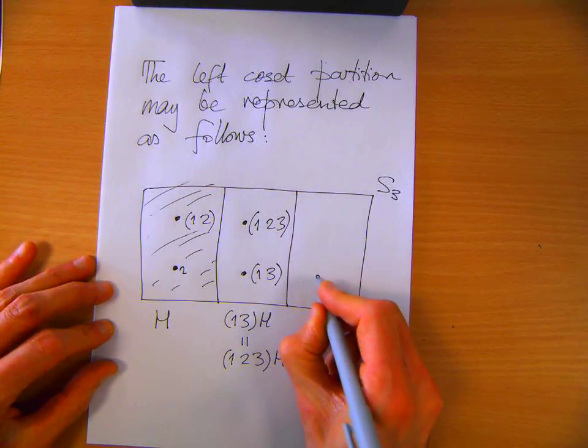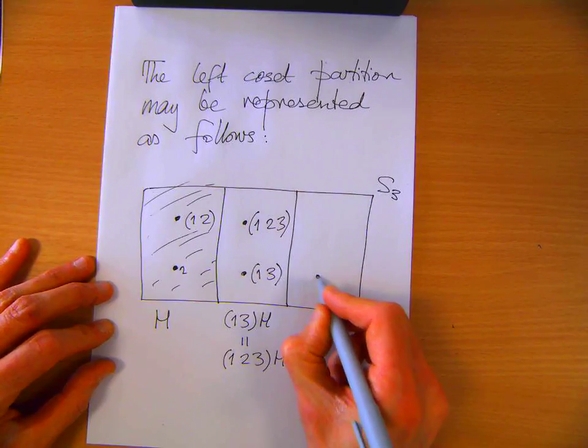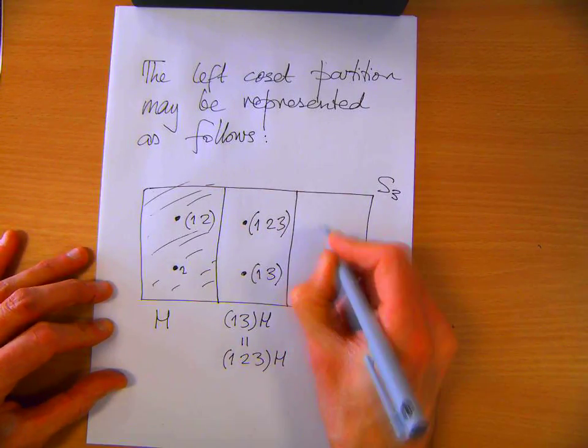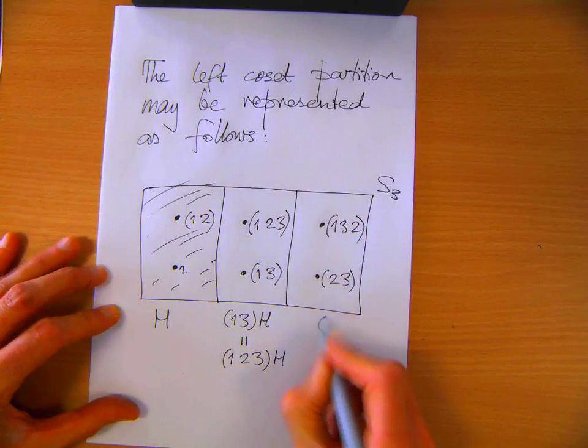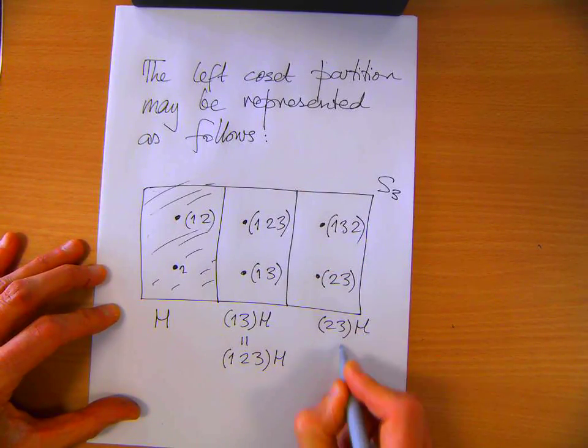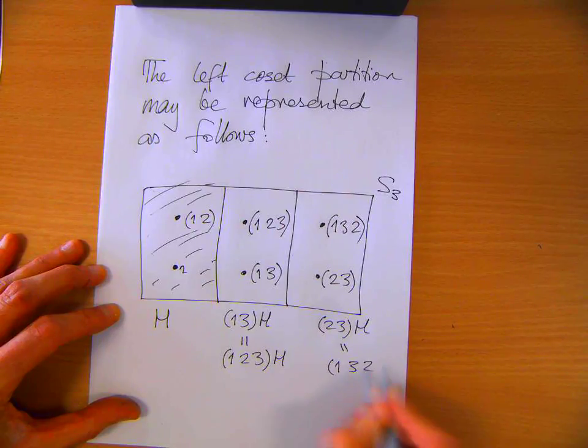And then there was the final coset which contained the other 2 elements. So this is (2 3)H or (1 3 2)H.